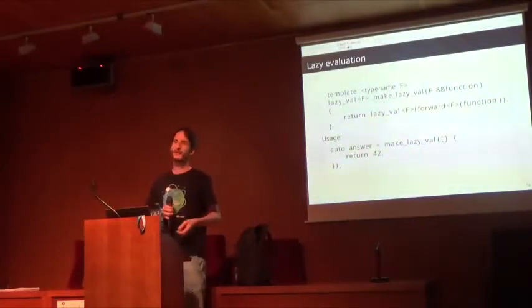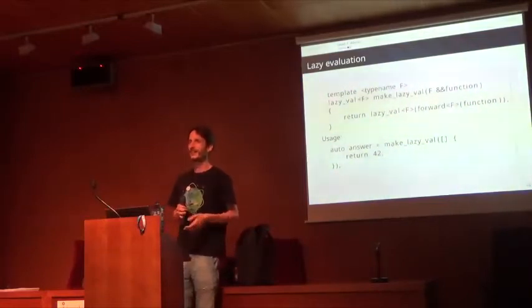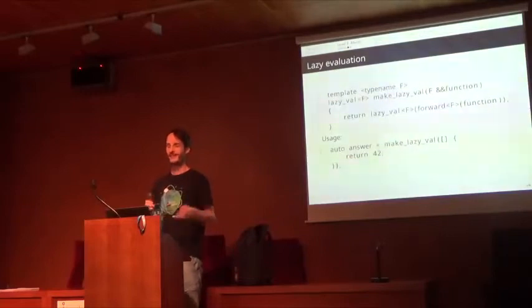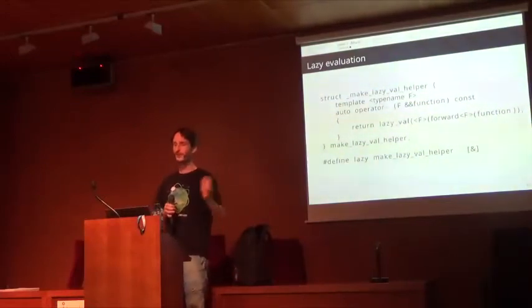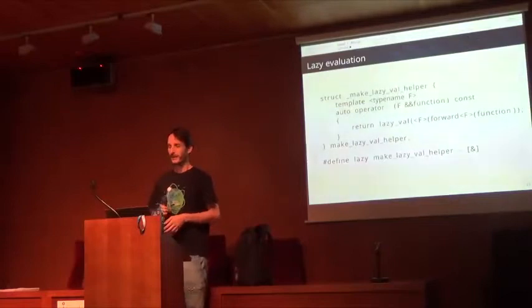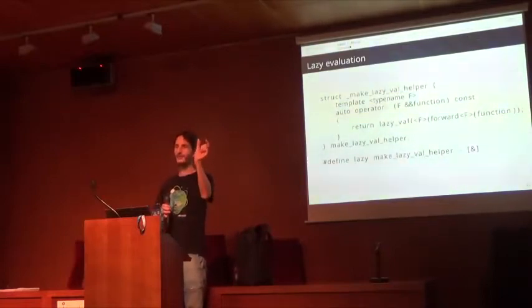The first slide that I showed was a keyword called lazy. And when we want to define new keywords in the language, what do we use? Macros, just like Qt does. Everything in Qt is a macro. So here we can define a really, really simple macro. So a structure called make lazy val helper that will just define the operator minus.